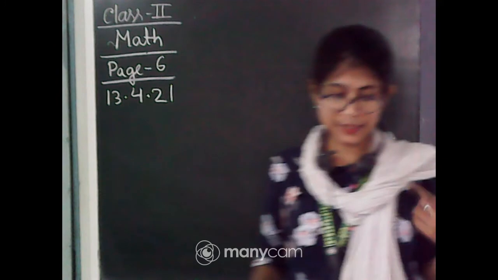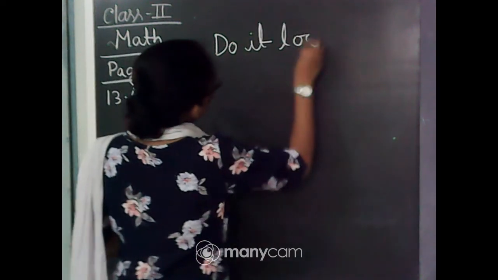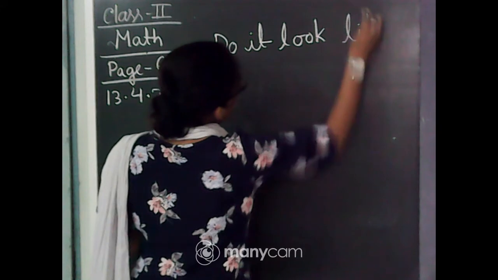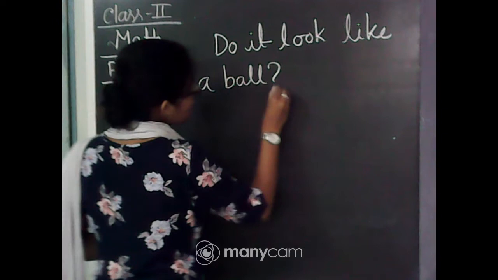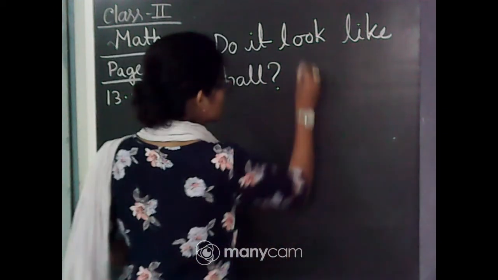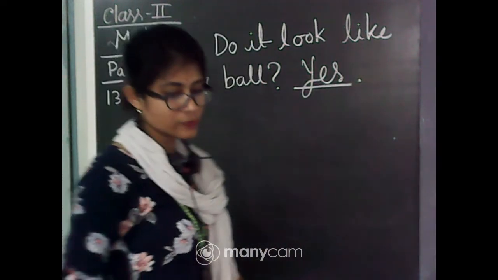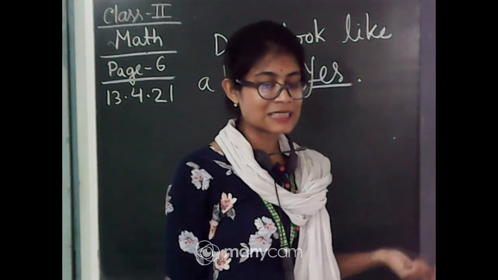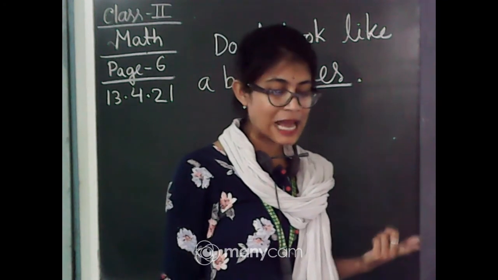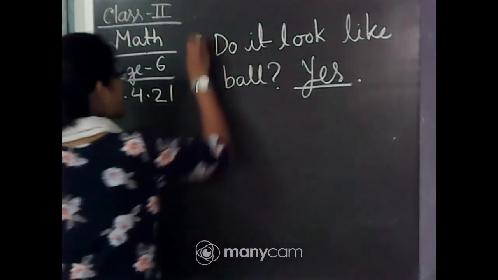Now the question is, does it look like a ball? Yes or no? Yes. So with your pencil write down yes over there. Okay. Now the second question, does a coin roll? Does it slide? Try. Now they are asking whether a coin rolls and slides.